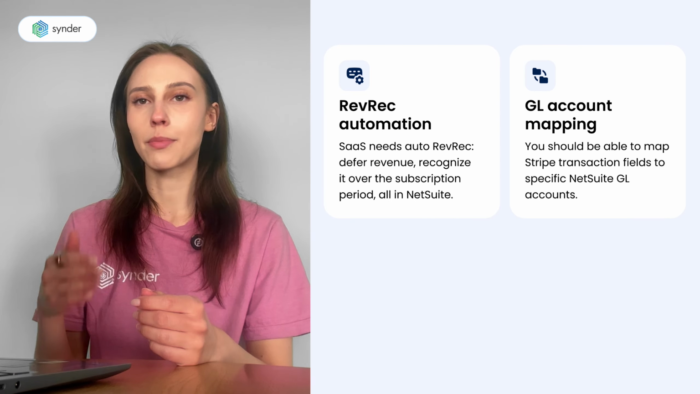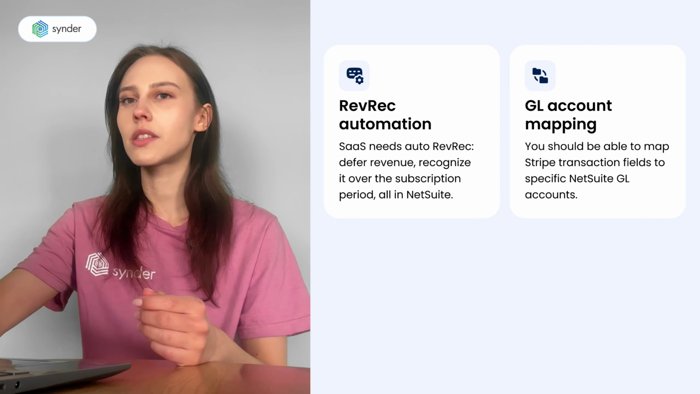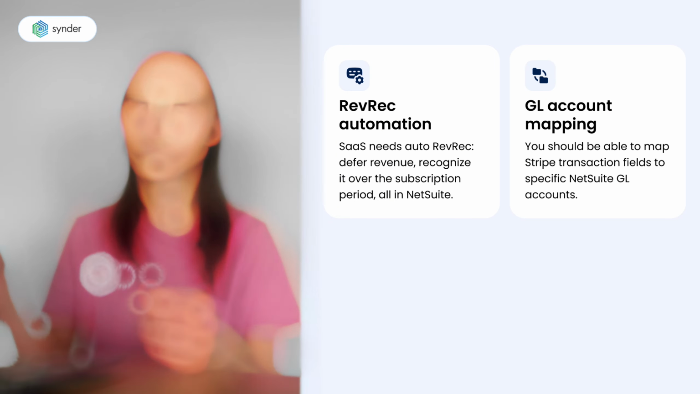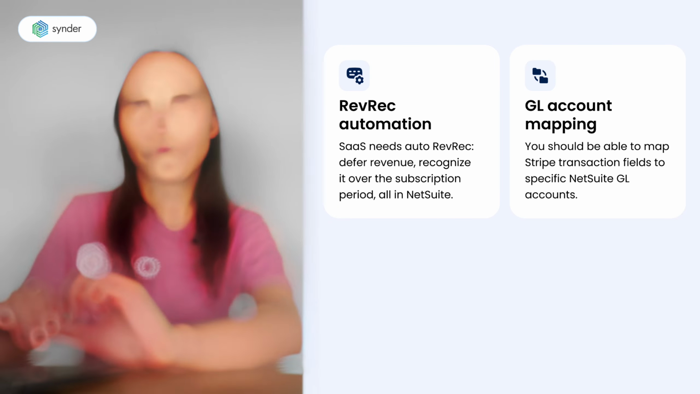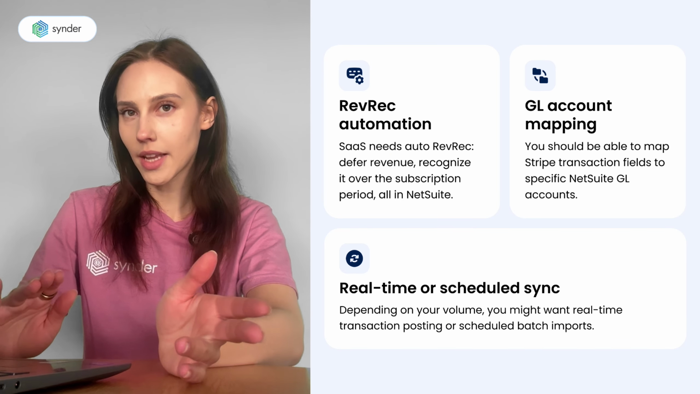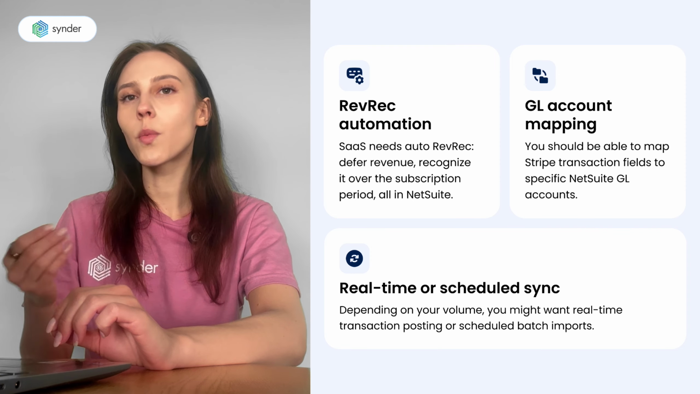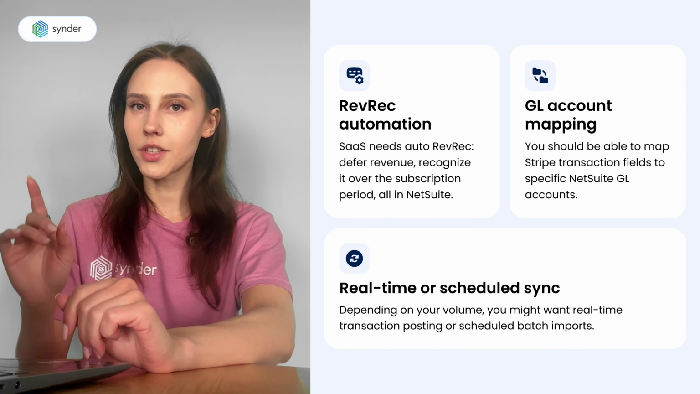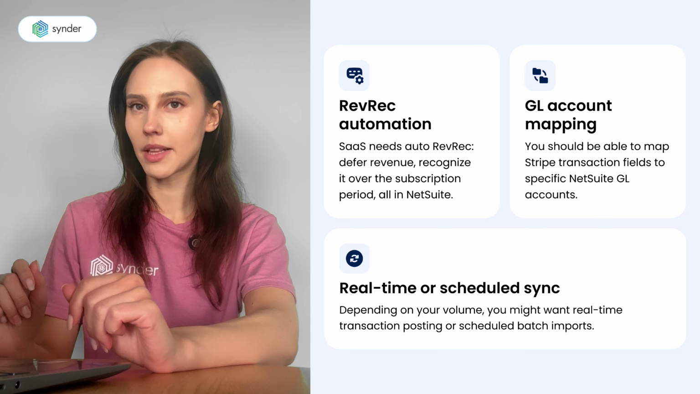GL account mapping. You should be able to map Stripe transaction fields to specific NetSuite GL accounts, subsidiaries, classes, locations, whatever your chart of account requires. Then we have real-time or scheduled sync. Depending on your volume, you might want real-time transaction posting or a scheduled batch import. The integration should give you that kind of flexibility.